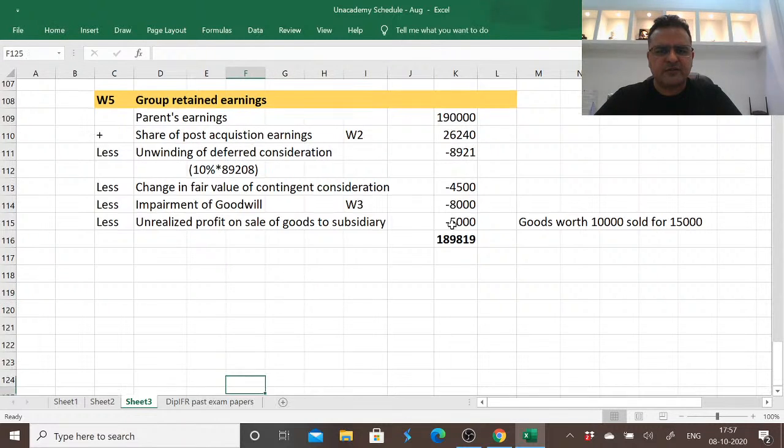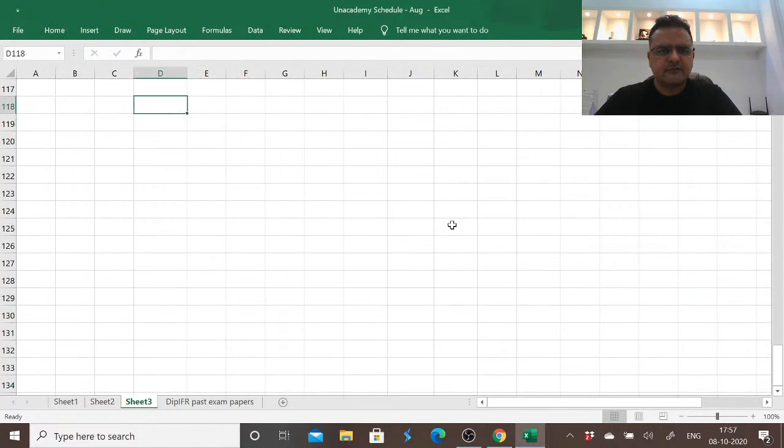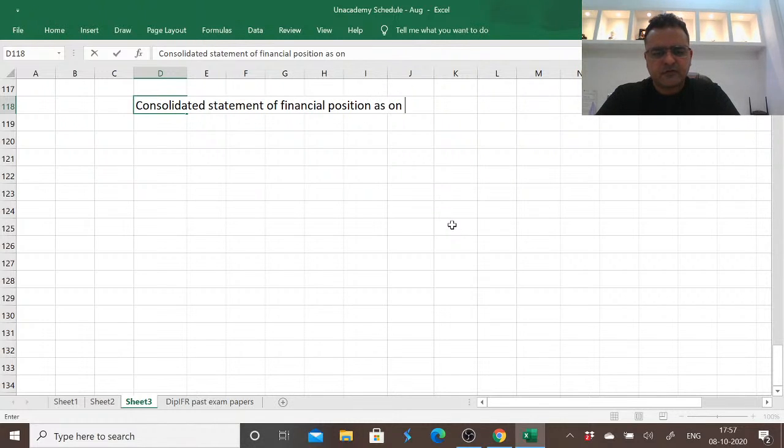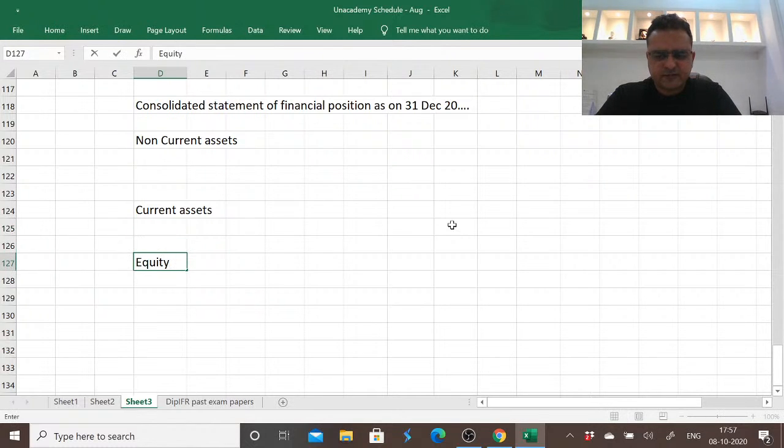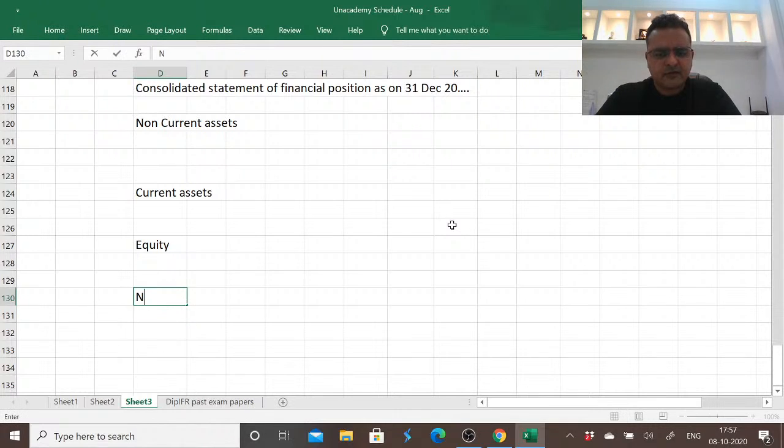So in the consolidated statement of financial position as on 31st December 2000, we'll mention non-current assets, current assets, equity, non-current liabilities, and current liabilities.